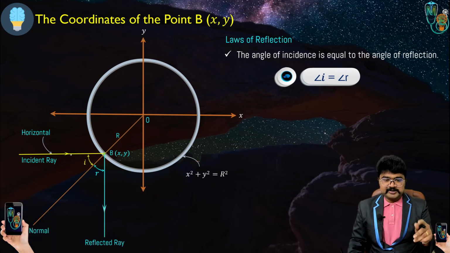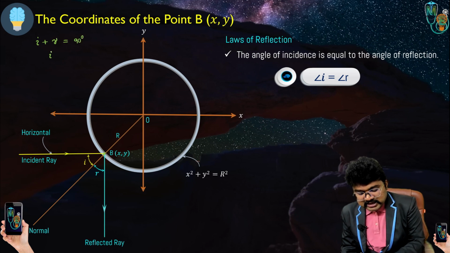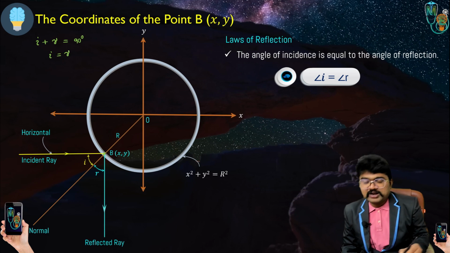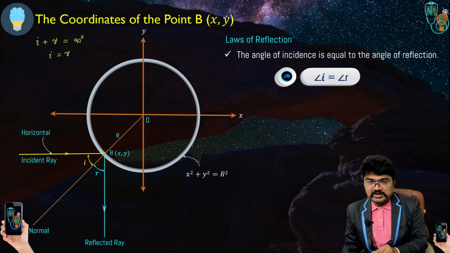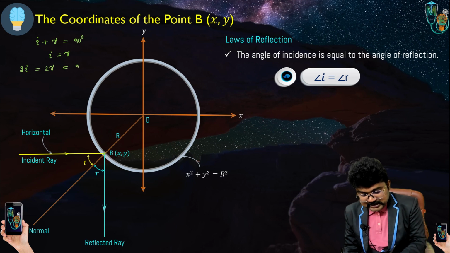Incident ray is horizontal, reflected ray is vertical. That means you can say confidently I plus R equals 90 degrees. I equal to R, this is the law of reflection. So if you substitute that, 2I equals 2R equals 90 degrees, I equal to R equal to 45 degrees.